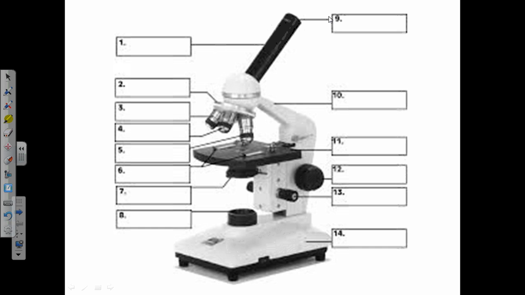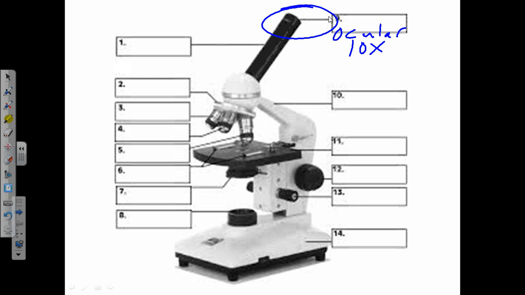First of all, a little bit about the microscope. In this diagram, structure 9, the eyepiece has a lens inside it. It's also called the ocular. That eyepiece, pretty much in all microscopes, magnifies things 10 times, or 10x.